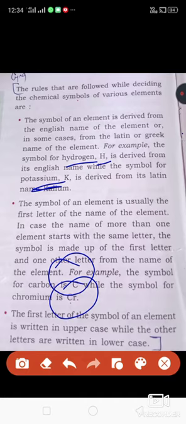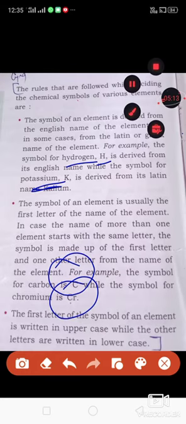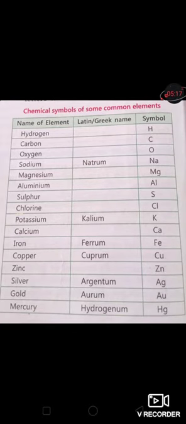The next rule is that the first letter of the symbol of an element is written in uppercase while the other letters are written in lowercase. So these are all the rules that are followed while deciding the chemical symbol. So dear students, chemical symbols of some common elements are given here and you have to learn this and remember this.